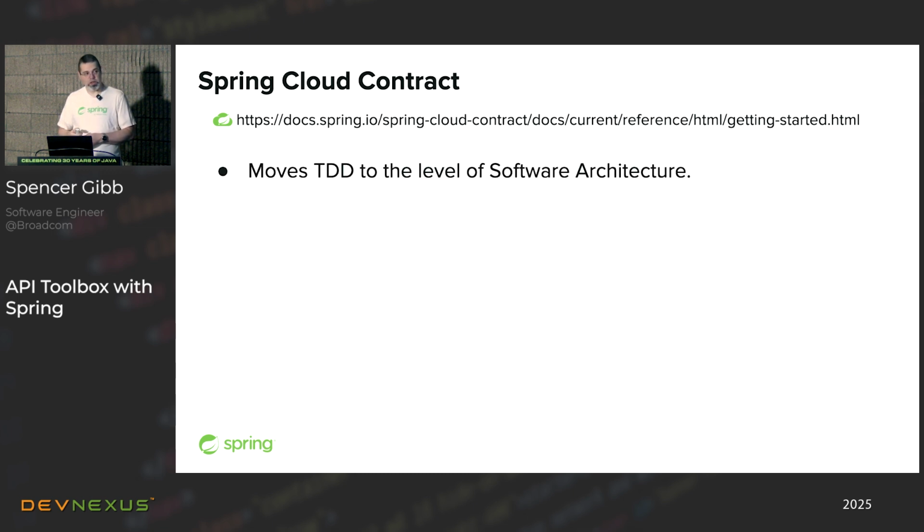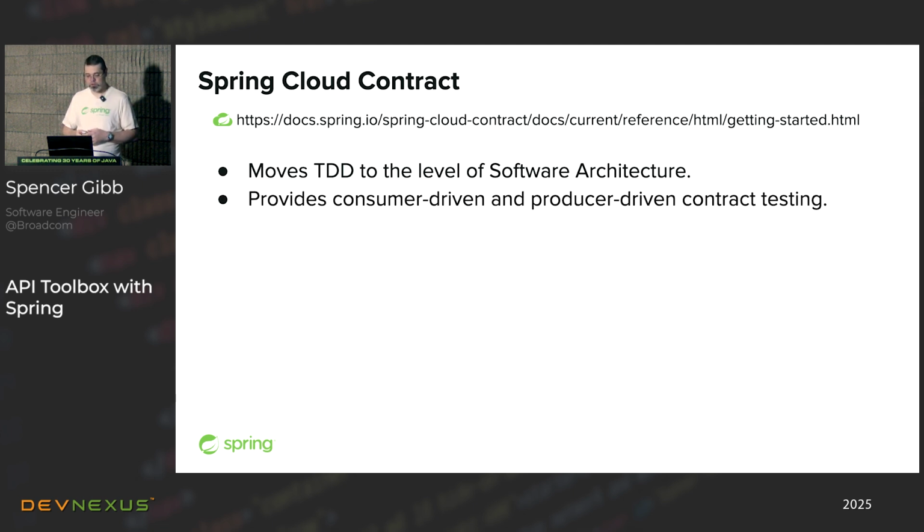So Spring Cloud Contract, the idea here is to move, if you're familiar with TDD, test-driven development, to the level of software architecture, or at least APIs at the least. So Spring Cloud Contract allows consumers and producers to collaborate on APIs and then have facilities so that you can know when the other side has created a breaking change automatically.